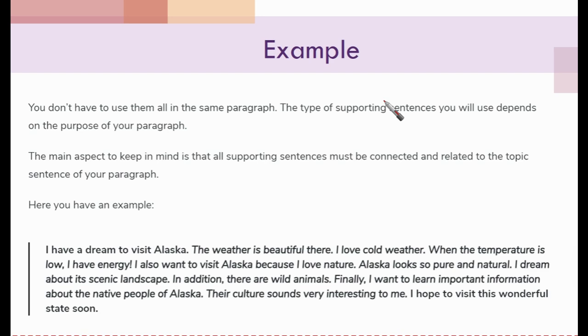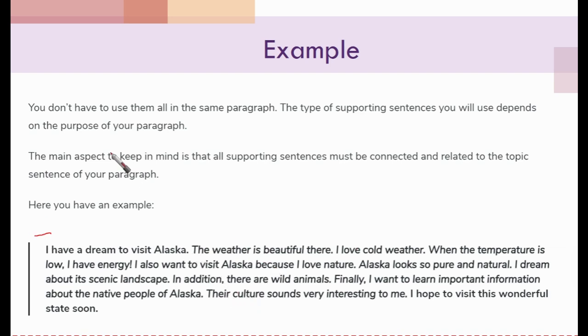Okay, here is a simple example. This is not formal writing, it's informal writing. So there is an I statement. Keep in mind that. And we're going to read this paragraph to figure out what the supporting sentences are. Tell me if you can find supporting sentences and underline them together.